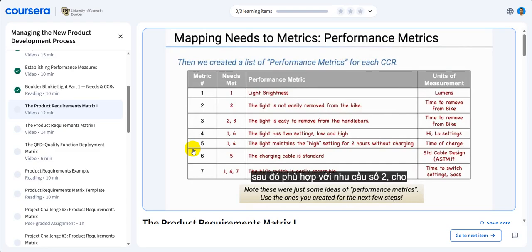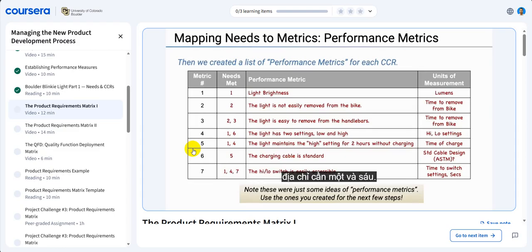Metric number 2, which then aligns with need number 2, says the light is not easily removed from the bike. Now, how are we going to measure that? Let's just measure the time it takes to remove the light from the bike. And then metric number 3, which aligns well with needs number 2 and 3, is the light is easy to remove from the handlebars. And from a measurement standpoint, we can then say, what's the time to remove the light from the bike once again?